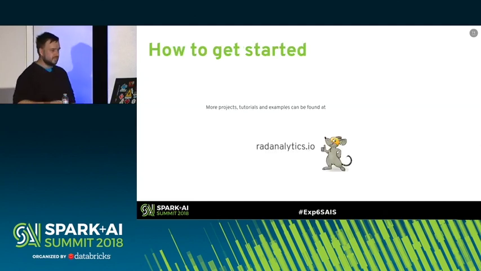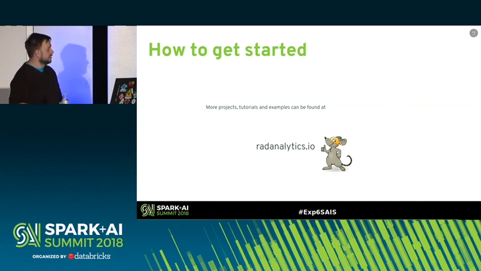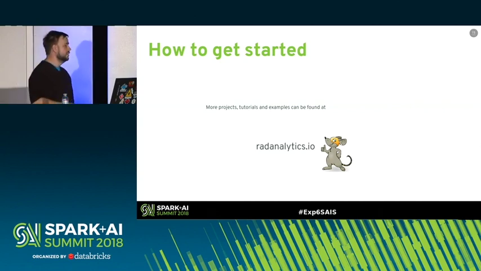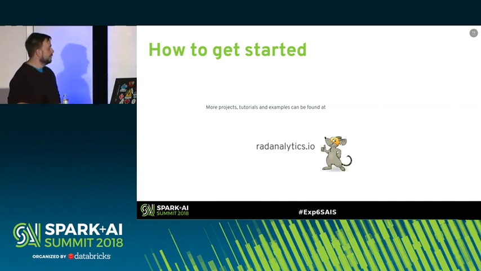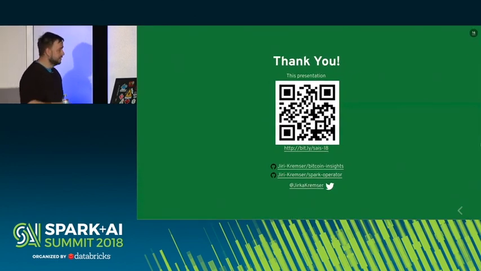How to get started? In Red Hat, we work on a project called redanalytics.io. These tutorials are also on this website, so you can go there and play with it. The Docker images are available on the Docker Hub, so you can easily replicate what I've shown here right now. You can use it for your own experiments. And thank you very much, and that's it.